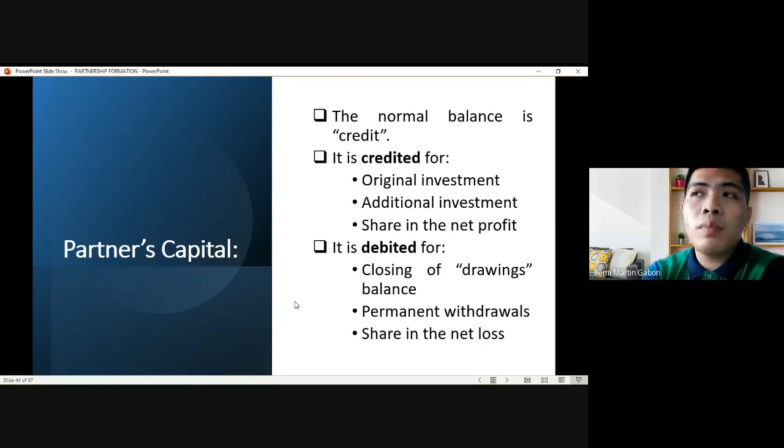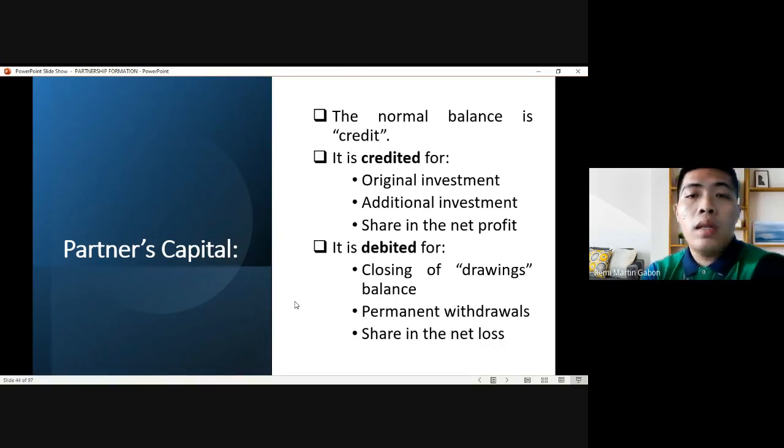If the partnership earns profit, since the goal is to divide the profit among the partners, the share in the profit is credited to the capital account. The next is that it is debited for closing of drawing balance. It is specifically referring to temporary drawings, which are maintained in the partners' drawing account. Later, we're going to discuss the partners' drawing account. So temporary drawings are being maintained in a temporary drawing account.